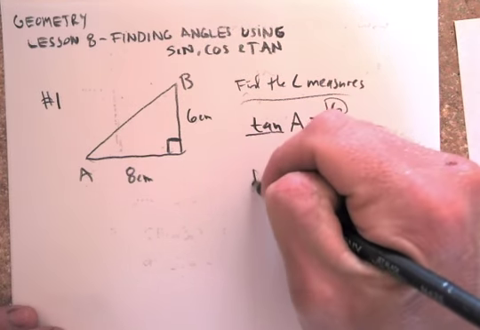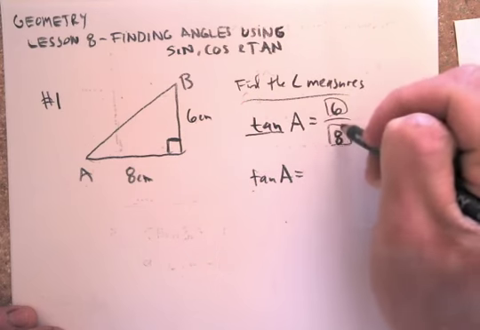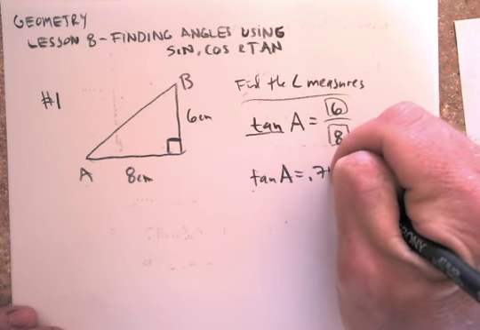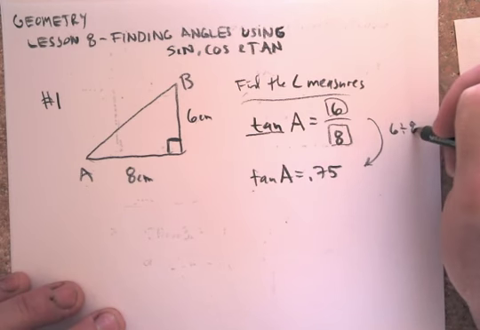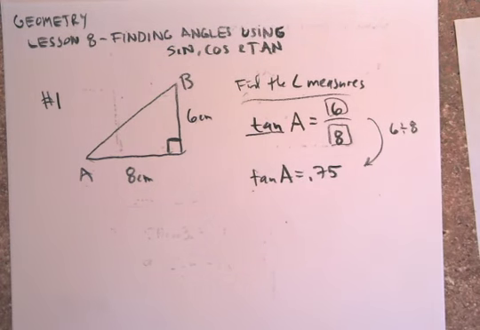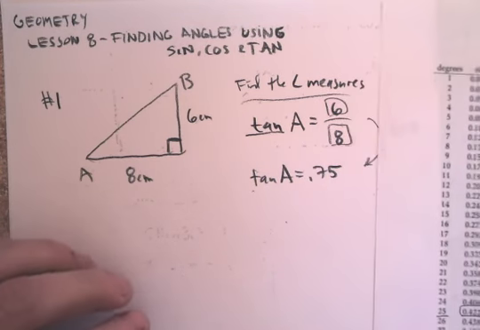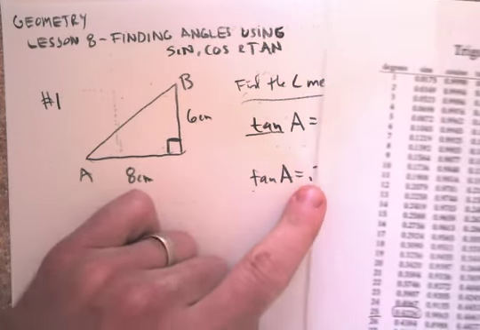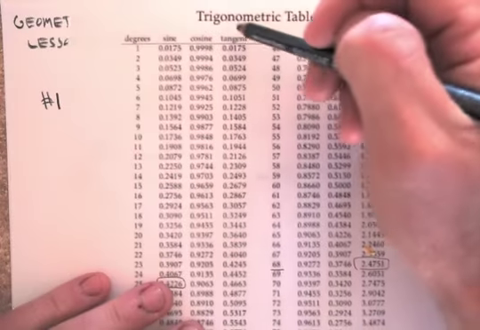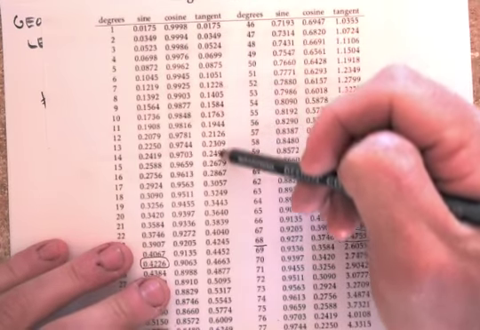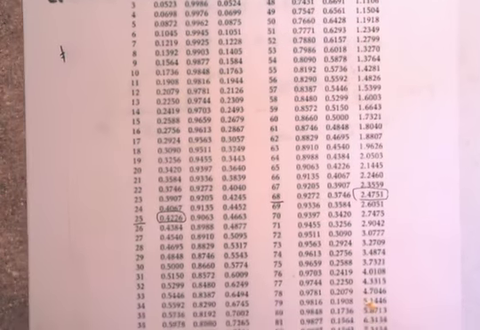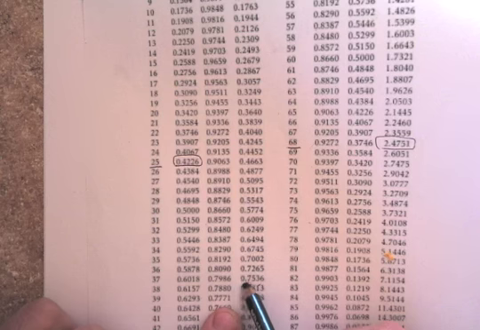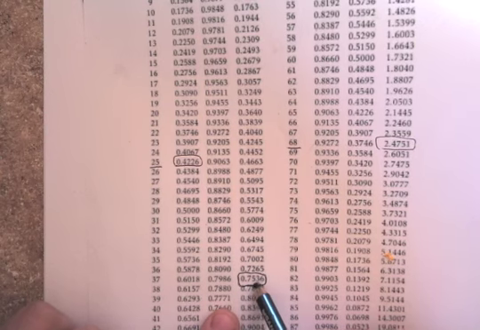So now we just say, hey, tan A equals 6 over 8. I'm just going to change this to a decimal, 0.75, if you put 6 divided by 8 in the calculator. Now I'm going to go to my table and look in the tan column and try to find something very close to 0.75. So I'm kind of going backwards. I'm looking down my tan column and trying to find the one that's closest to 0.75. It's down here. I got 0.7536.